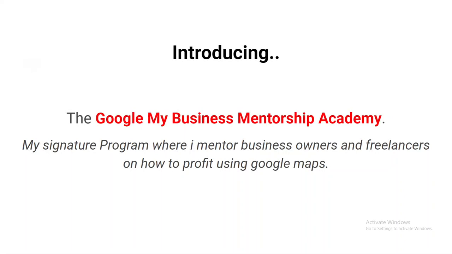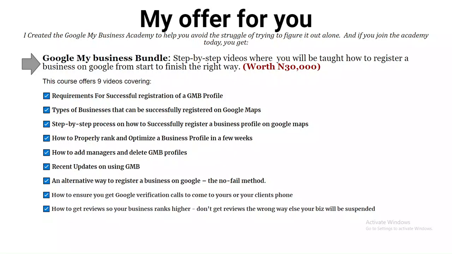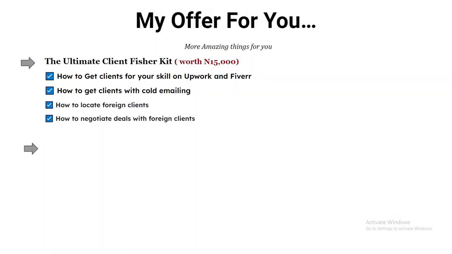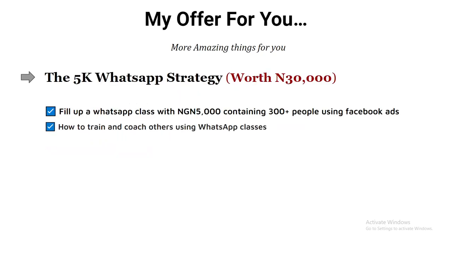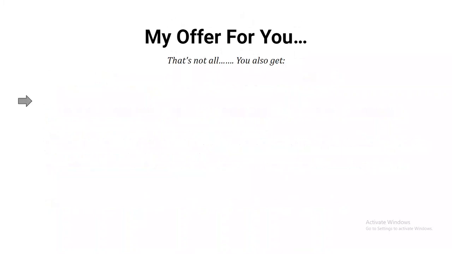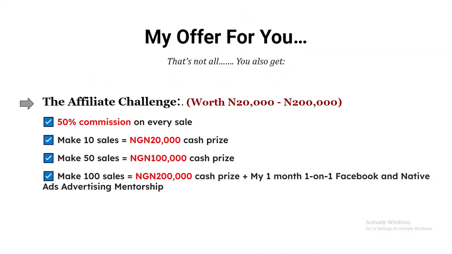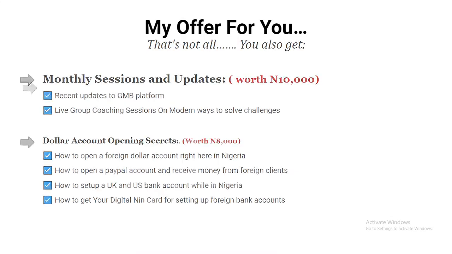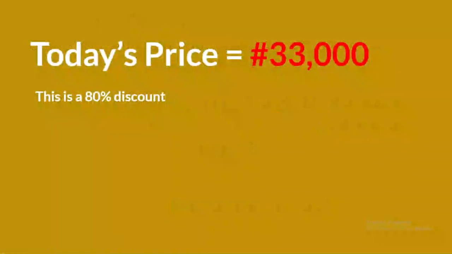This is my offer, the Google My Business Mentorship Academy. And then I gave them the offer, everything. This is what you're going to get. Total worth of 30,000 naira. Let's go. There's more. You get this as well. Total worth of 15,000. Get the other one. Total worth of 10,000. Get the other one. Total worth of 30,000. Get this one. Total worth of 20,000. Get this. Total worth of 20K. Get this. Total worth of 10K. Total worth of 8K. Total worth of 50K.